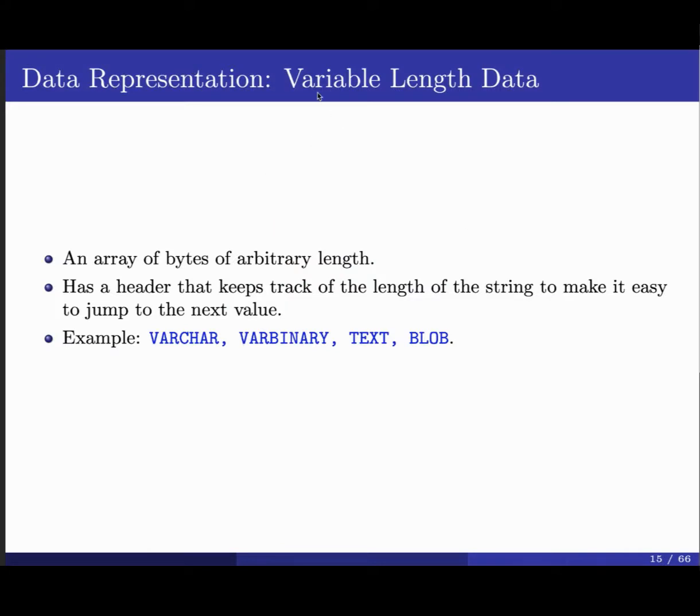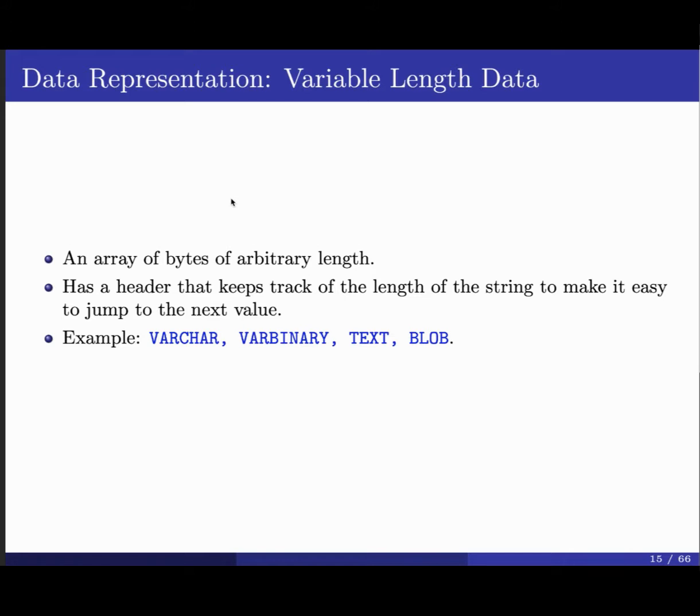I talked about this one before. When you talk about variable length data, we have an array in order to store varchar, binary, text, blob, etc. It has a header that keeps track of the length of the string. Remember we showed that for char and varchar you have an array of bytes, and the header's first byte keeps track of the number of bytes that you used. It makes it easier for us to jump to the next value.